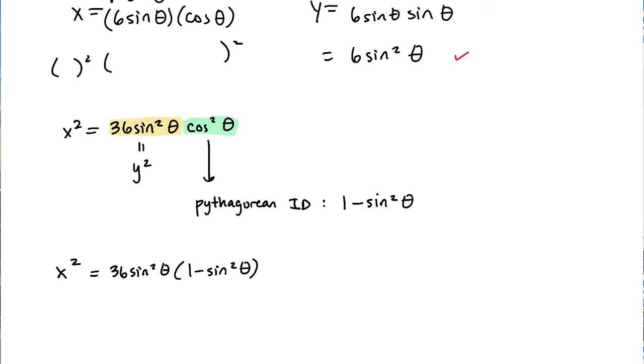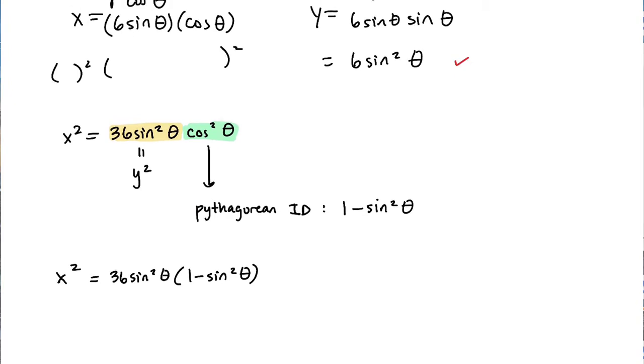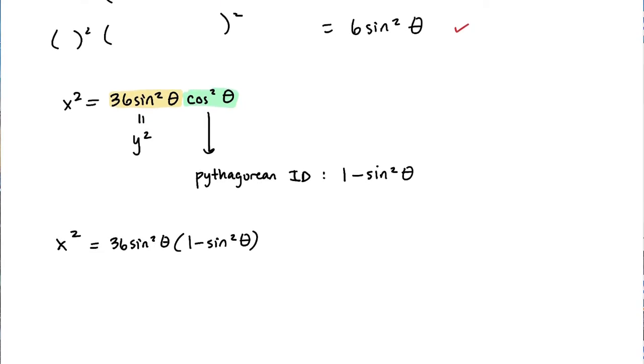Okay, because I can view this as, if I want to see what just the sine squared part is, I can come back to my y equation and solve for just the sine squared part. So sine squared theta alone is y over 6. So now I can rewrite this part. Sine squared theta is y over 6.